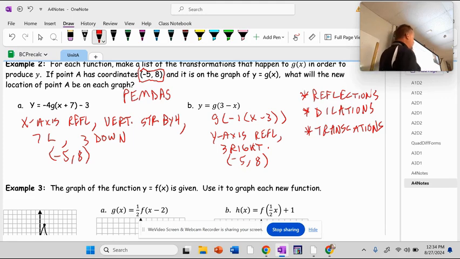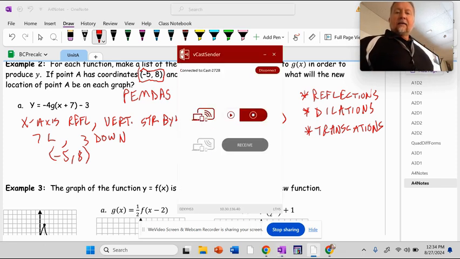If I do 3 down and then flip, or if I flip and then do 3 down, those are 2 different answers. That's why order is important. And that's why we got to make sure we really keep true to this order here, which is kind of along the lines of PEMDAS a little bit. All right, so I'll go ahead and get this back.